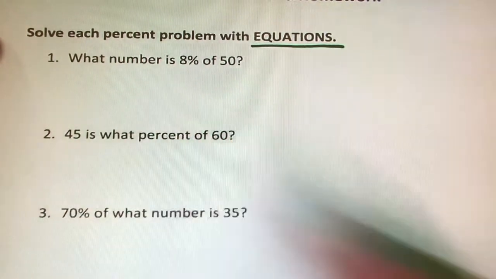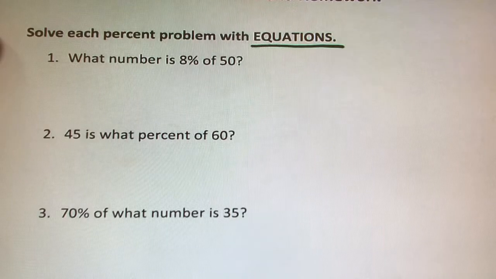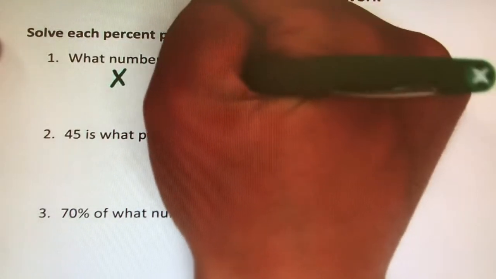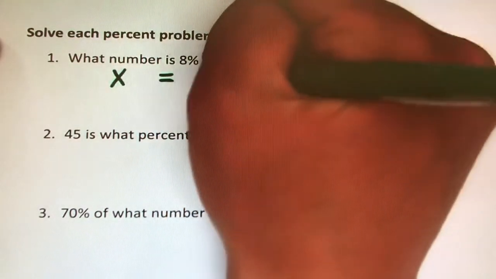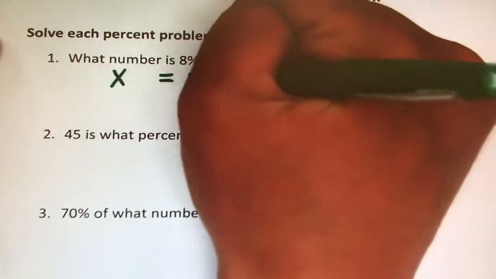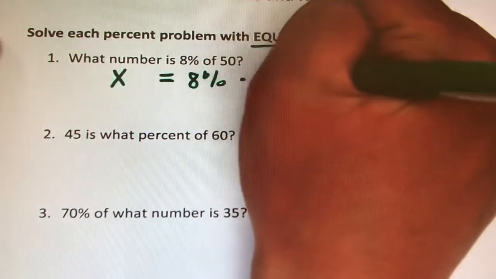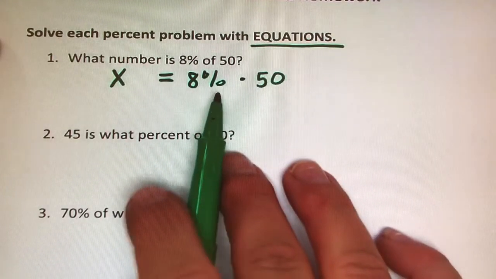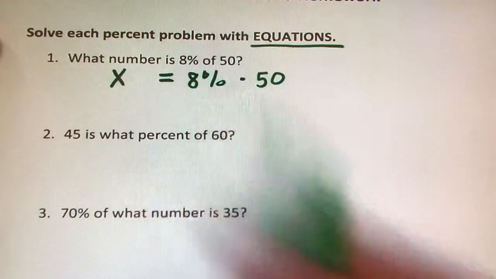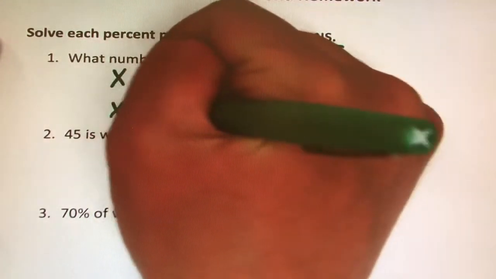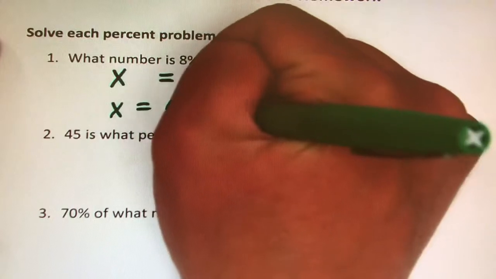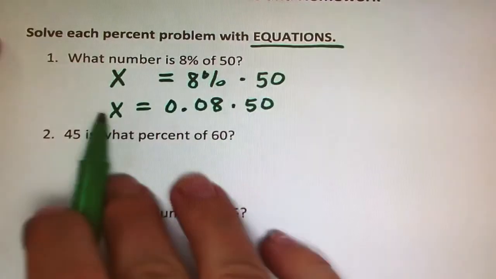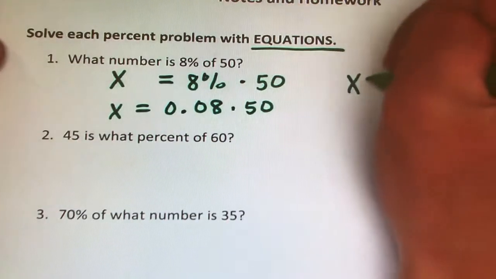So when it says what number, that means we don't know what it is. So what number, we're going to use a variable, and I'm just going to always use x. What number is the equal sign, 8% of is multiplication, 50. Now the problem right here is we can't really use 8% like it is right now, and this is why we learned how to change it into a decimal. So instead of writing it like this, we're going to write it as x equals 8% as a decimal would be 0.08 times 50.